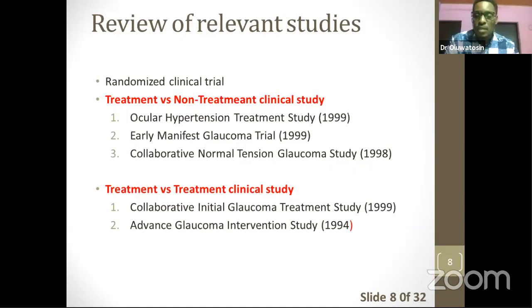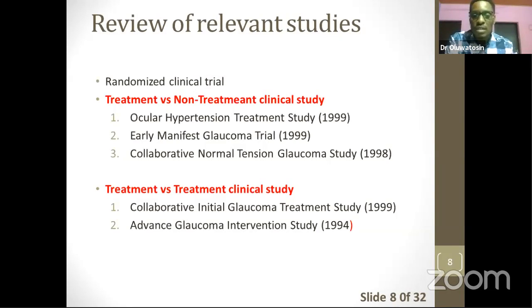We have randomized clinical trials. We have the treatment versus non-treatment clinical study. This particular study tends to have two groups of patients, a group that were placed on treatment and a group that were left without treatment. Under this, we have the ocular hypertension treatment study, the early manifest glaucoma trial, and the collaborative normal tension glaucoma study.